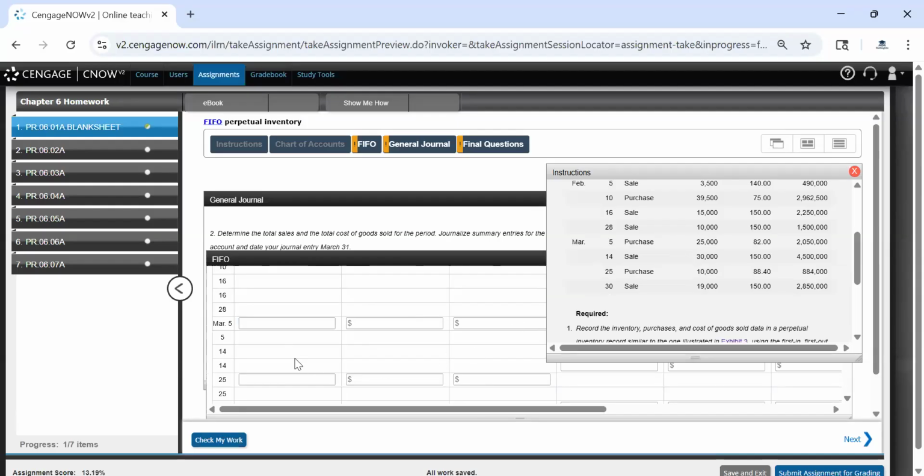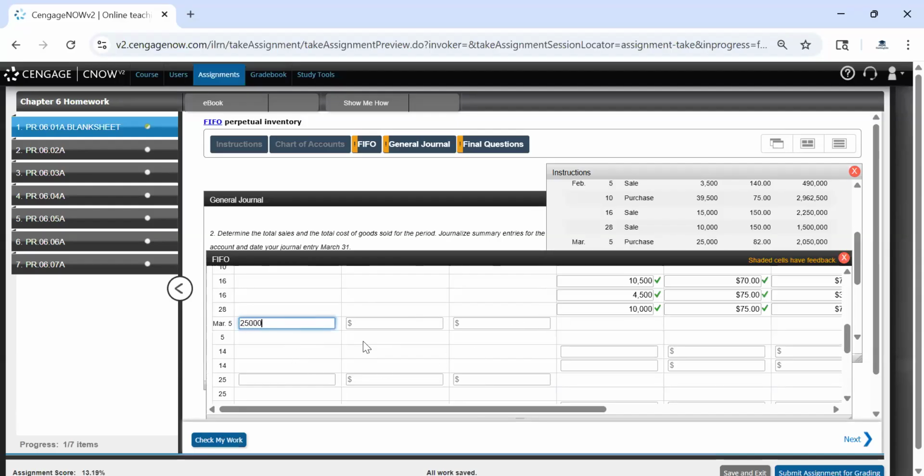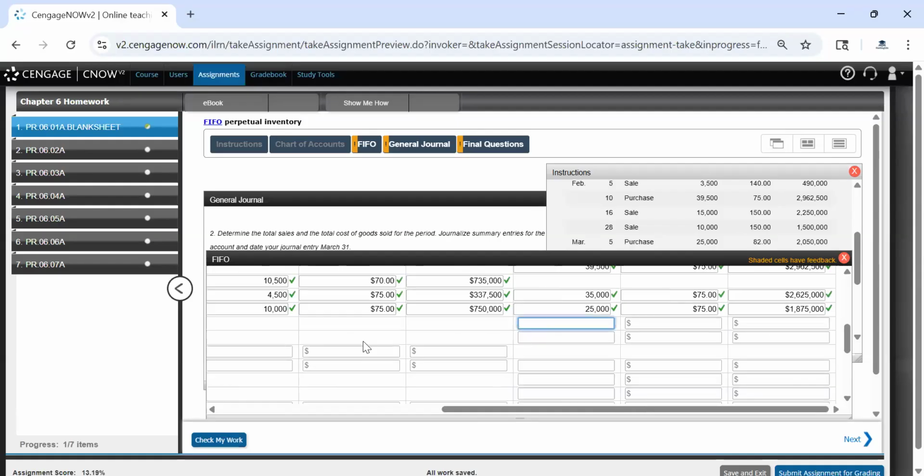Now on March 5th, we purchased another 25,000 units at $82 a unit for $2,050,000. And remember, now we have to update our inventory listing. And we record the inventory purchase first. And then we record the recently purchased $82 inventory.